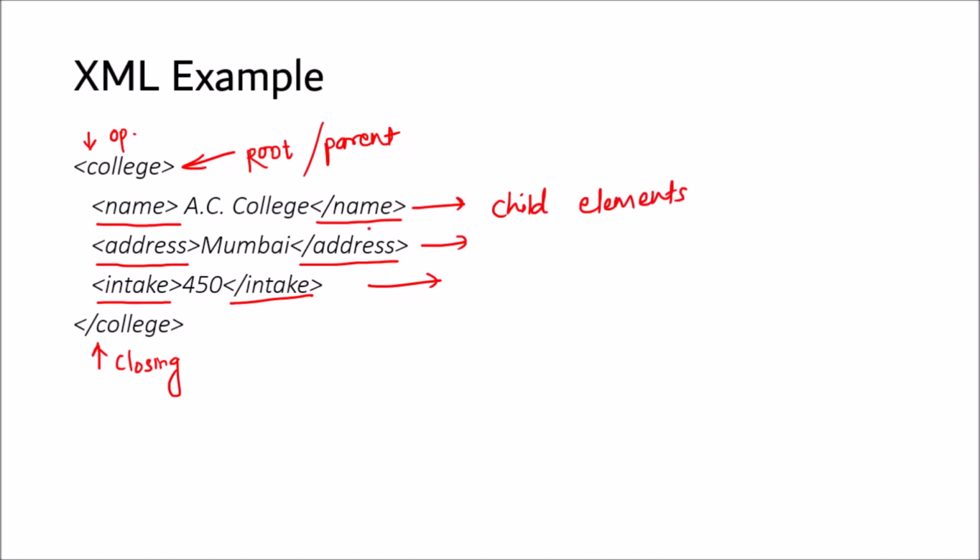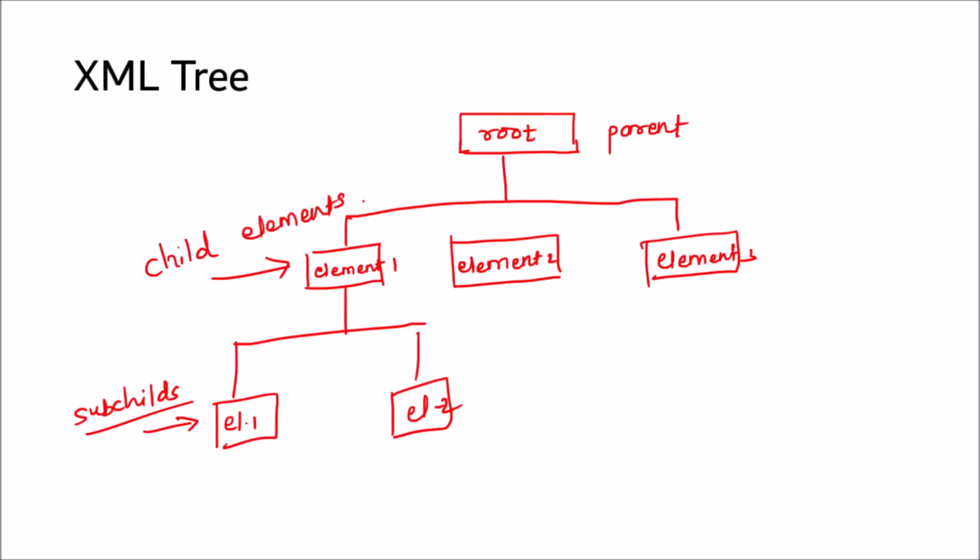In XML you can have a subchild inside the child. This is the tree structure XML follows. It has a root element that can be called the parent element, then there will be one or more child elements, and there may be subchild elements also. So this is the XML tree structure.